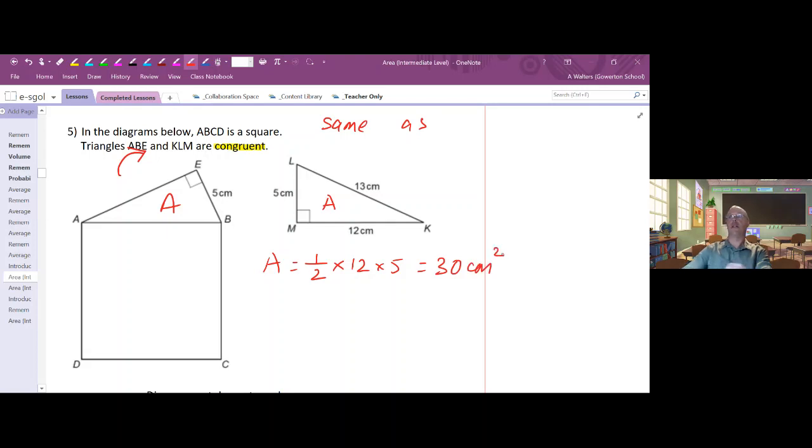So the area of that triangle is 30 centimeters squared. Right. Some people, I'll just mention it, tend to turn this into a rectangle, and then they'll say 12 times 5 is 60, and then they halve 60, and that gets you the same answer. So that is preferred by some people, and that's great.